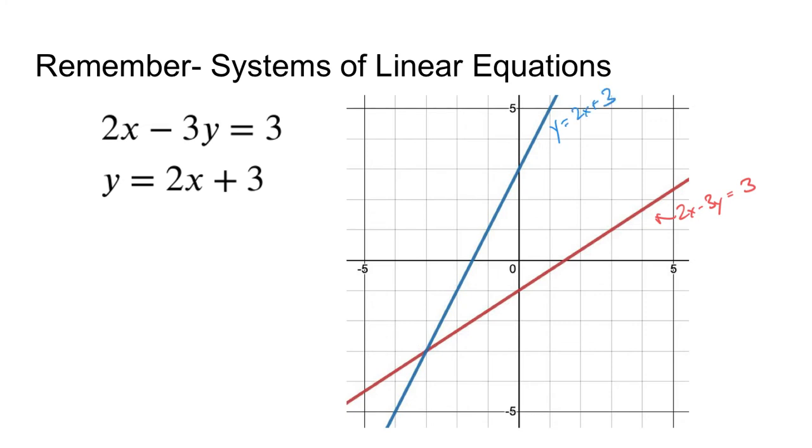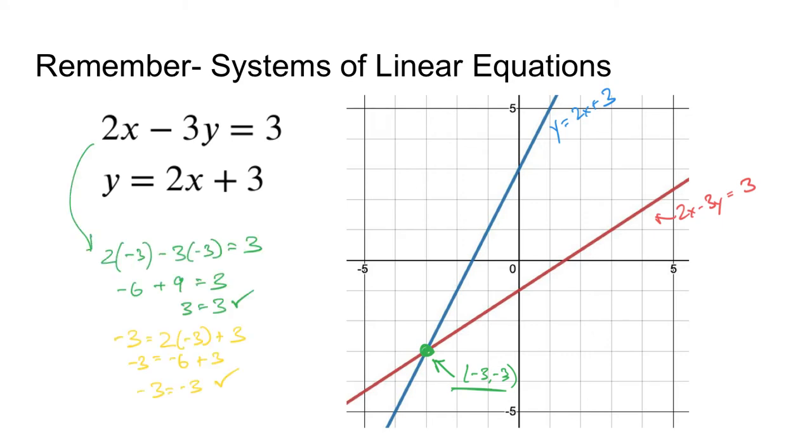Remember what we're looking for when we're solving this system of equations. We're looking for that point of intersection. Where do the two lines cross? What coordinate pair will satisfy both equations in this particular problem? That coordinate pair is -3, -3. And if we plug -3, -3 into both equations, you will see that they both work out.